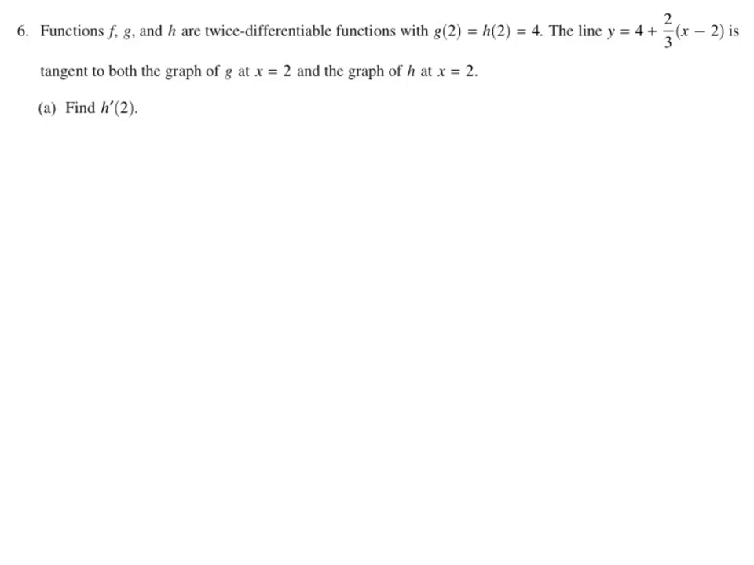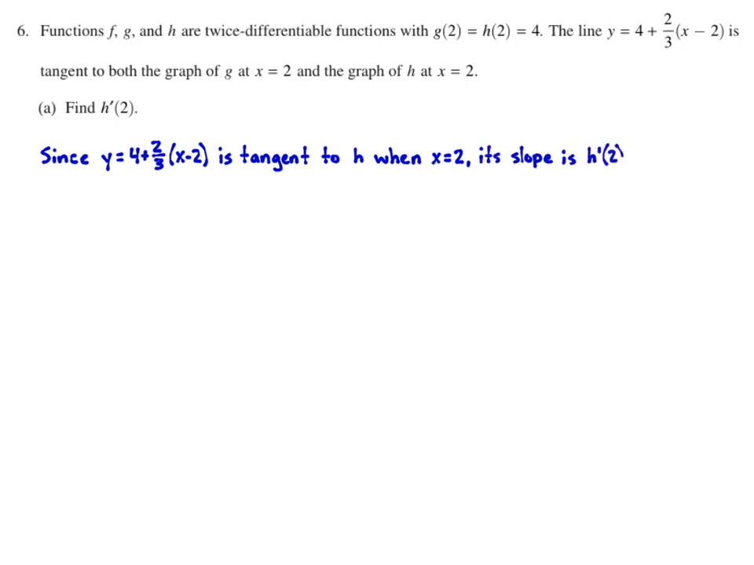But what I notice is that it says in the prompt that this line is tangent to h when x equals 2. Well, if a line is tangent to a function at a point, that implies that its slope is equal to the derivative of that function at that point. And since it's tangent at x equals 2 and I want h prime of 2, that's an easy thing to think about. Since the line is tangent to h when x equals 2, that implies that the slope of the line is equal to h prime of 2. And so the slope of our line here is 2/3, which implies that h prime of 2 is 2/3.